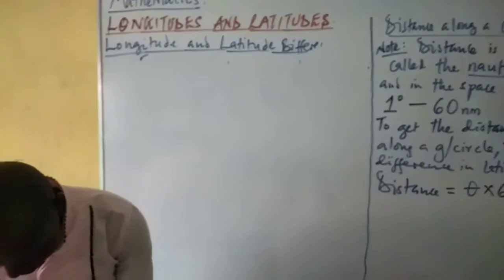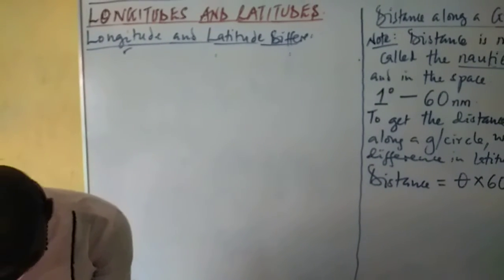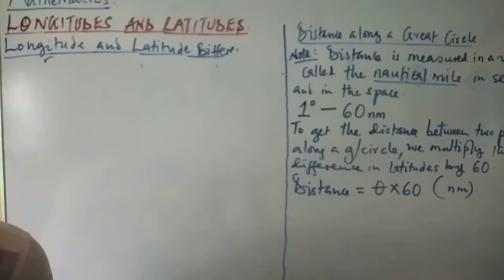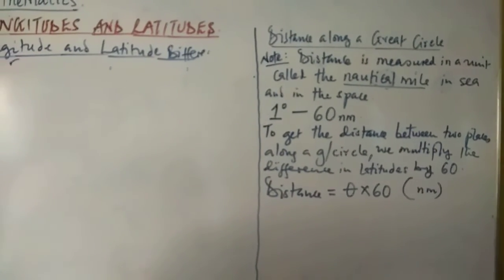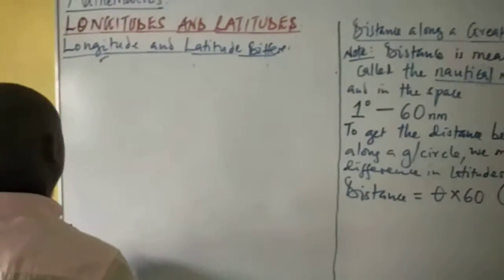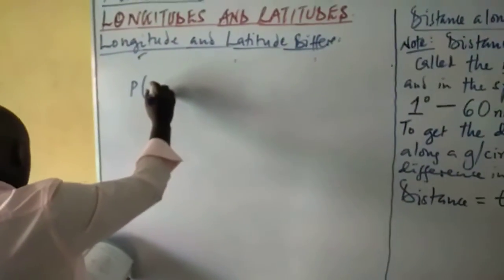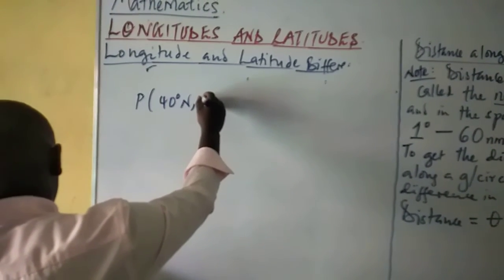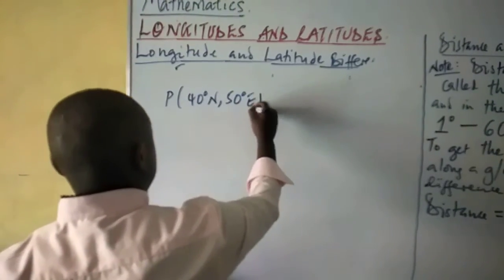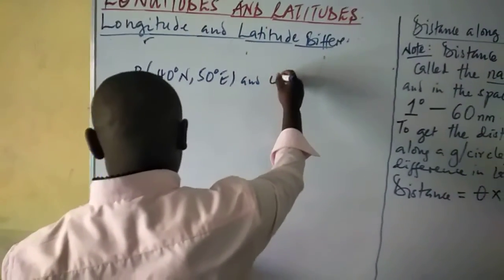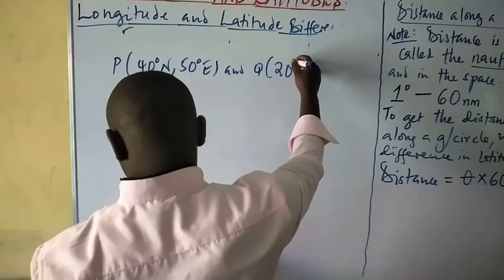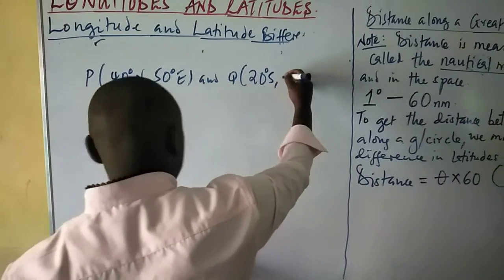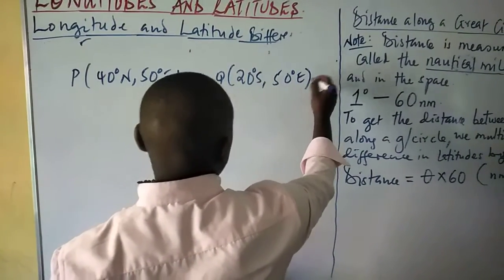If you're told to find the distance between P, whose coordinates are 40 degrees north, 50 degrees east, and Q, which is 20 degrees south and 50 degrees east.